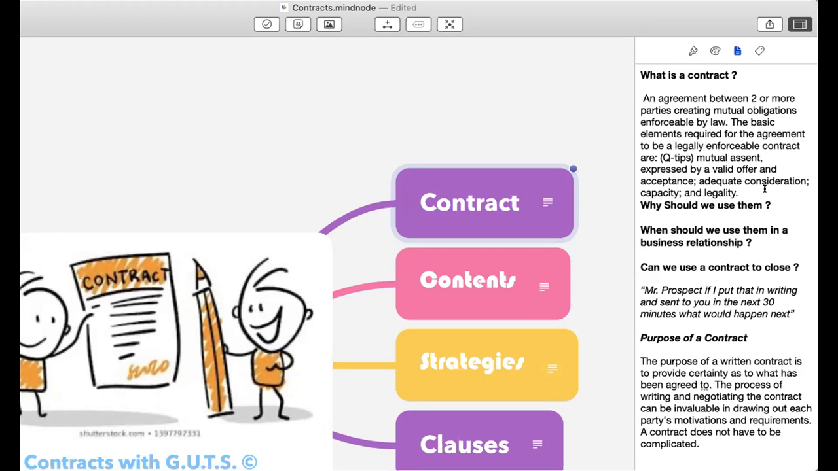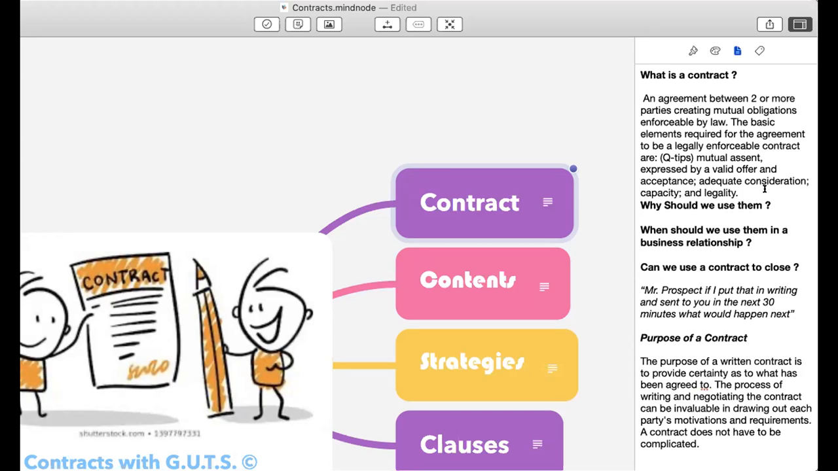Why should we use contracts? Anybody? Why should we use a contract? Can't we just handshake, make a verbal agreement all day long in real estate? Make it legally binding for both parties. Equitable consideration in the property, right? Equitable or sufficient consideration in the property.